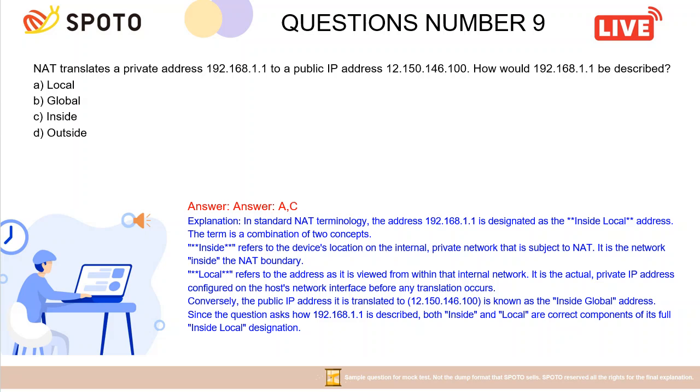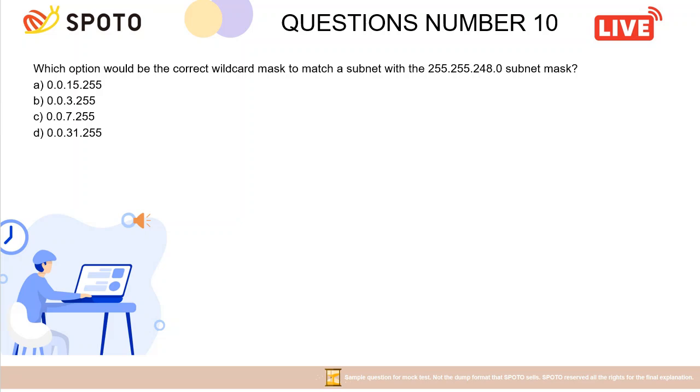Question 10. Which option would be the correct wildcard mask to match a subnet with the 255.255.248.0 subnet mask? A. 0.0.15.255. B. 0.0.3.255. C. 0.0.7.255. D. 0.0.31.255. You have 15 seconds to answer.